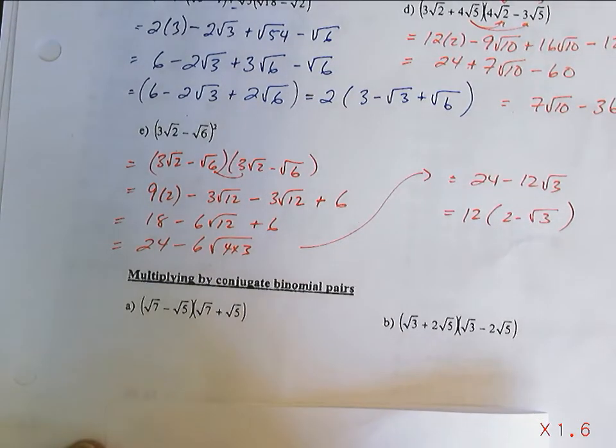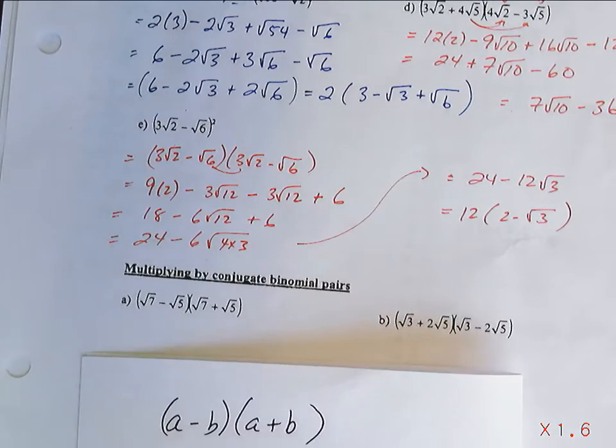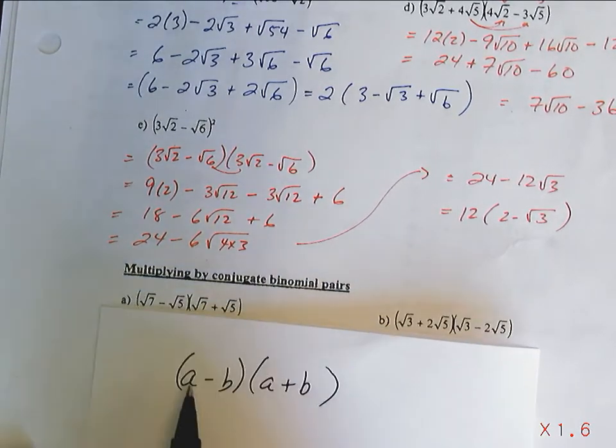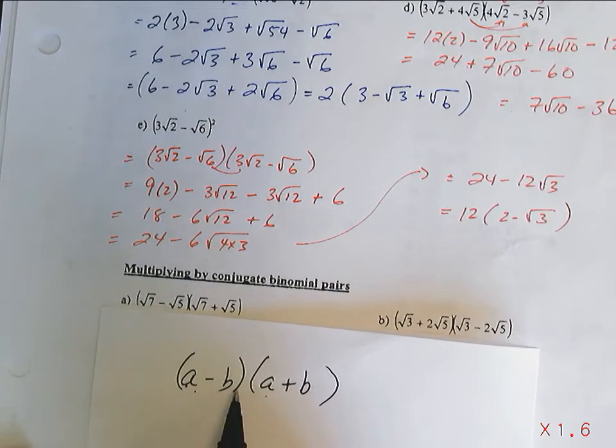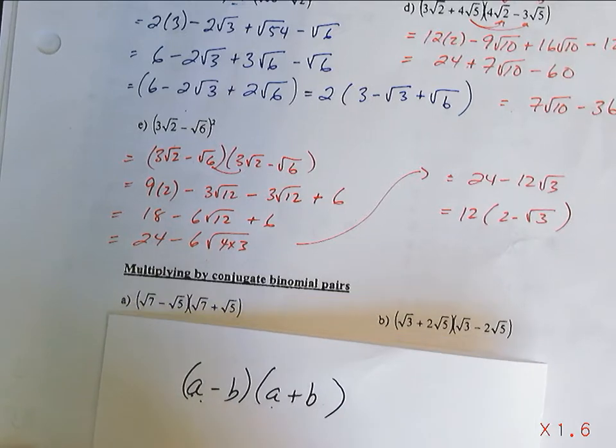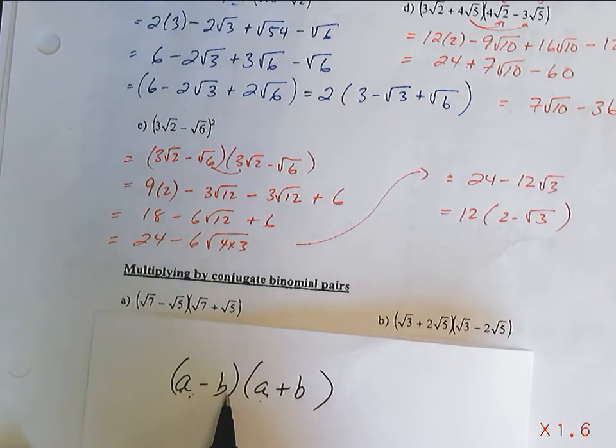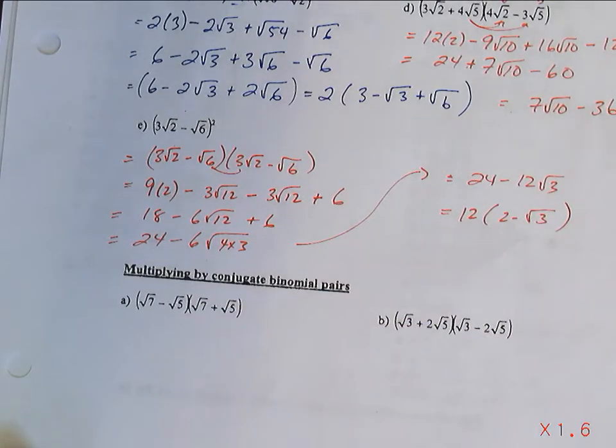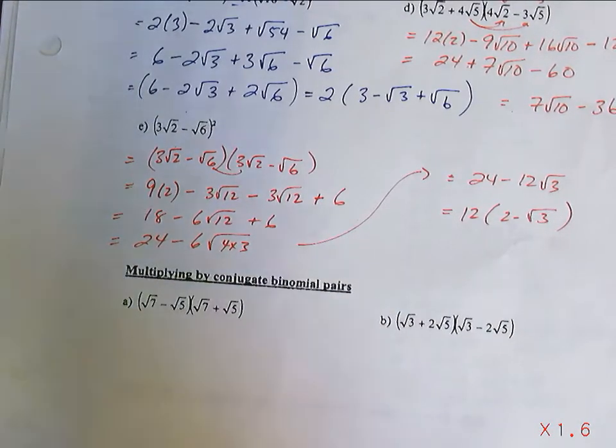Basically, these are conjugate binomial pairs. You have the same first terms, you have the same second terms, but they have a different sign in between them. That's all. Same first term, same second term, different sign in between them. This is going to do something very interesting.